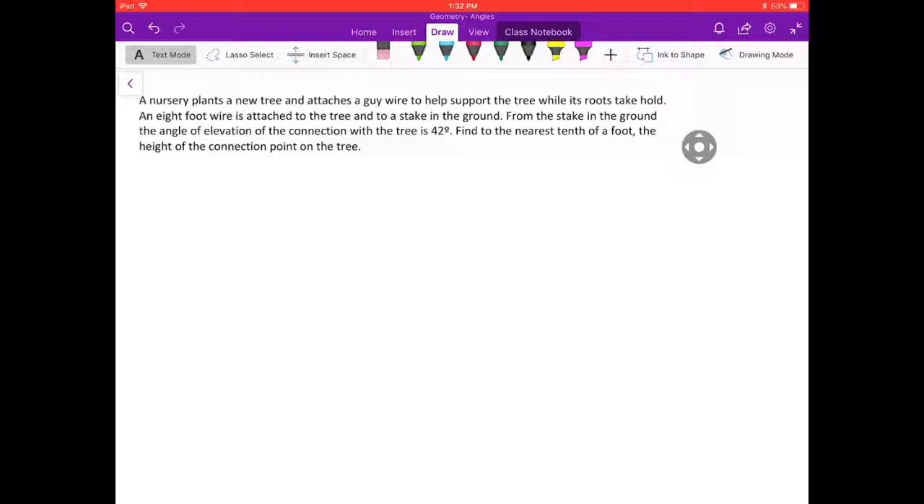So when you get a word problem like this, you want to try to draw it as realistically as possible. You don't have to be a great artist to do it. As you guys know, my drawings are not the greatest. But when you draw it so that it looks like a picture, it's going to be a lot easier for you to visualize where everything goes.